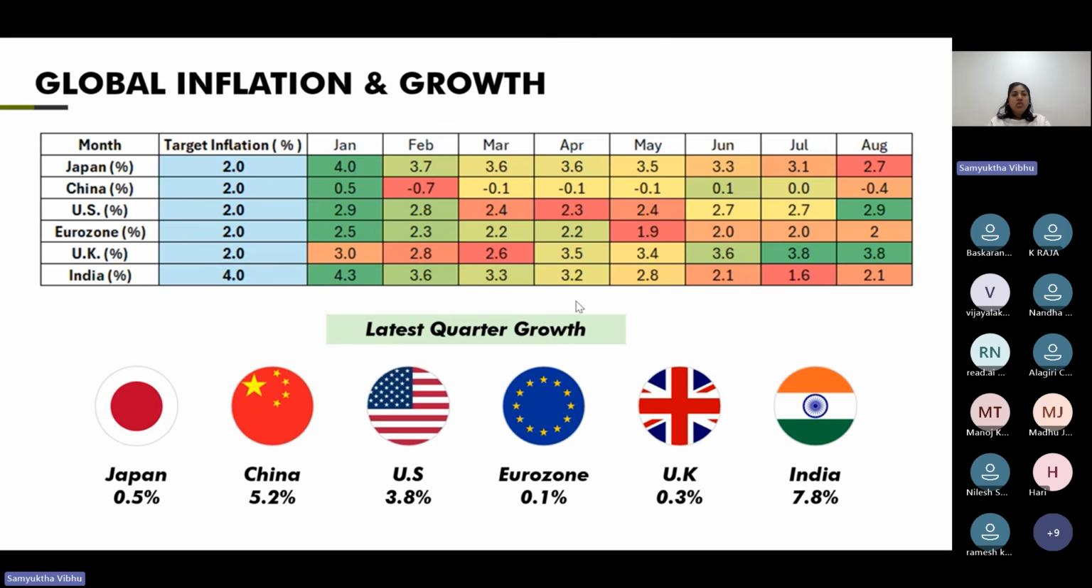So I'm just going to walk you through your global inflation and growth metrics. The top table is in terms of inflation. If we look at target inflation, pretty much for all the advanced economies as well as China, you have a target inflation rate of about 2%, right? Whereas India is at 4%. So when we look at inflation, India is actually well below our target inflation.